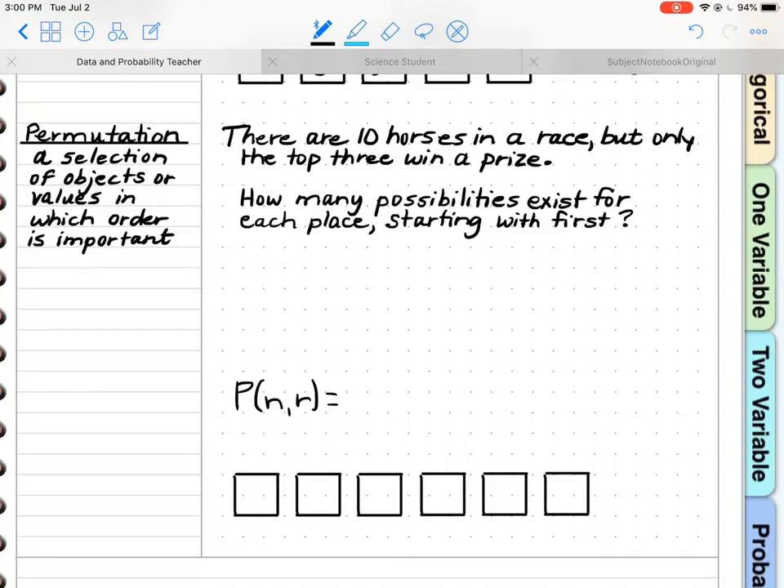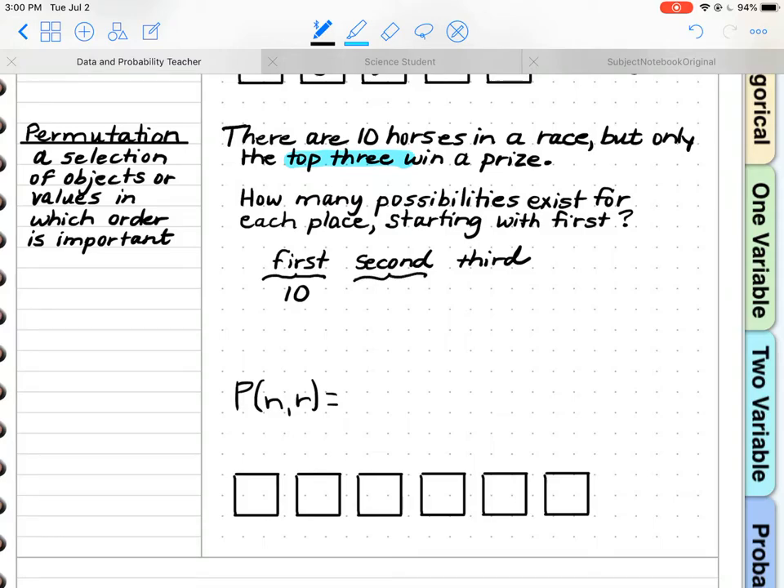There are 10 horses in a race, but only the top 3 win a prize. So we're interested in the first place winner, the second place winner, and the third place winner. So let's think about this. We're at the racetrack and here come the horses. There are 10 of them running strong. So there are 10 possibilities for first place. Any one of the 10 could be the winner.